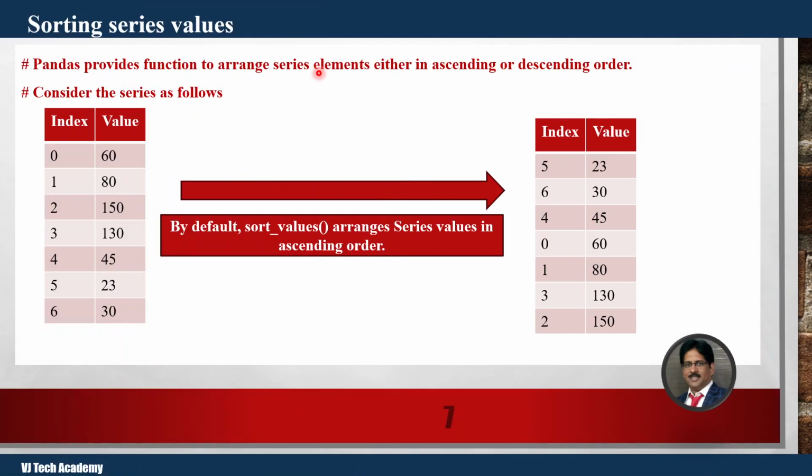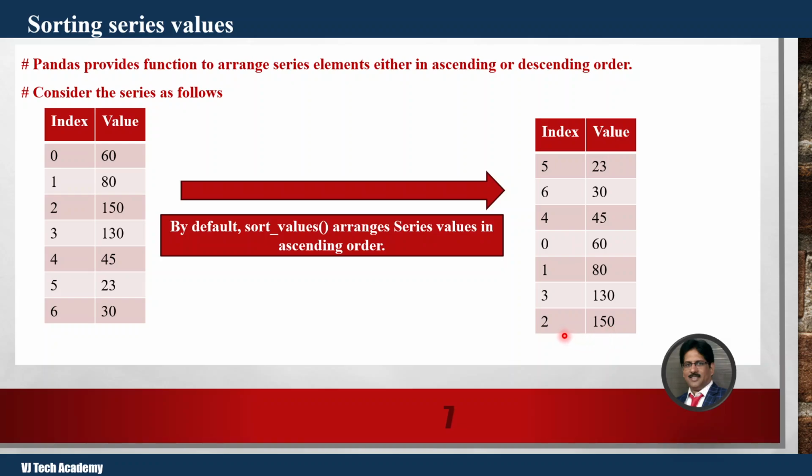Next is sorting the series values. Sorting means arranging the elements either in ascending or descending order. Just consider this series where the values are 60, 80, 150, 130, 45, 23, 30, and these values are not arranged in ascending or descending order. If I want to arrange it, we can do it very easily using the sort_values function. After arrangement in ascending order, the values will become 23, 30, 45, 60, 80, 130, 150.